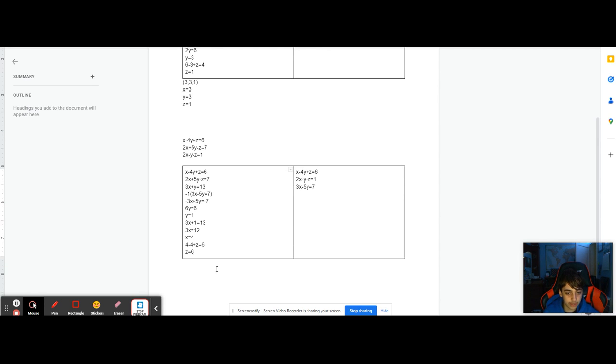So yeah, that's your answer. Let's put it in point form, alright? So we got x is 4, y is 1, and z is 6. Or you can just put x equals 4, y equals 1, and z equals 6.